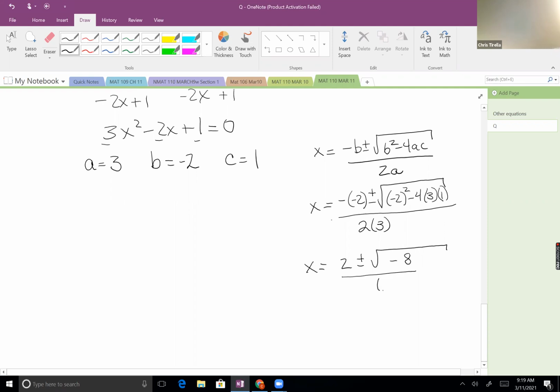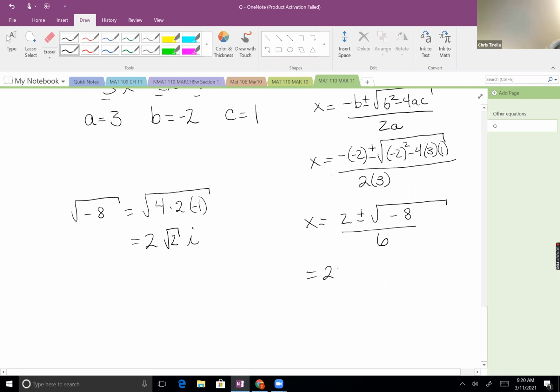over 6. Now that square root of -8, we want to simplify, and because it's negative, we know we're going to be getting complex numbers. So 8 we can think of as 4 times 2. And then again, because it's negative, we need that factor of -1. So that gives me 2. The square root of 4 is 2. The square root of 2 is the square root of 2. And the square root of -1 is i. So that gives me 2 plus or minus 2 radical 2i over 6.